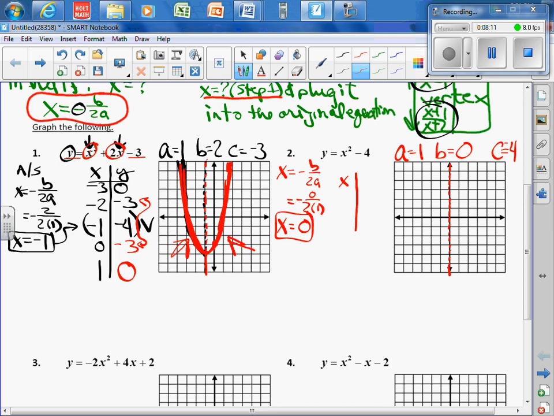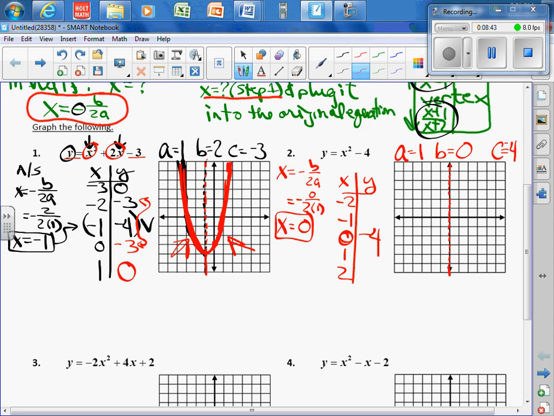Table of values. I need 5 points where 0 is going to be the middle one. 0 is always easy. When you get 0 here, that cancels that out. Y equals -4. Now I'm going to use two numbers smaller than 0. So 0 minus, that's what I was getting at earlier. X minus 1. 0 minus 1 is -1. 0 minus 2, -2. +1 and +2. And that's going to give me my 5 nice round numbers that I'm going to be able to graph this parabola.